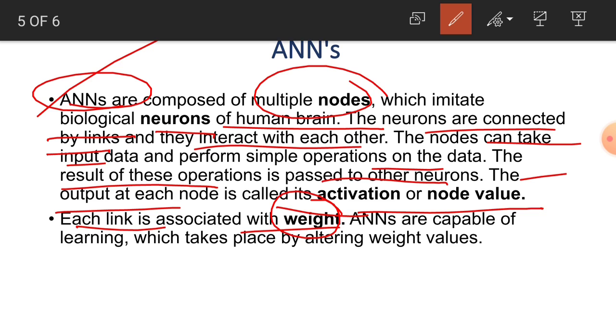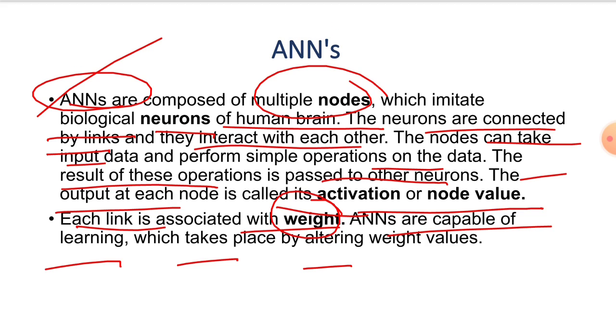Each and every link is associated with weights, and these networks are capable of learning, which takes place by altering the weight values. So this is the basic structure which follows the human brain structure. In an artificial neural network we have multiple nodes imitating the biological neurons of the human brain, and these neurons are connected by links so that they can interact with each other.